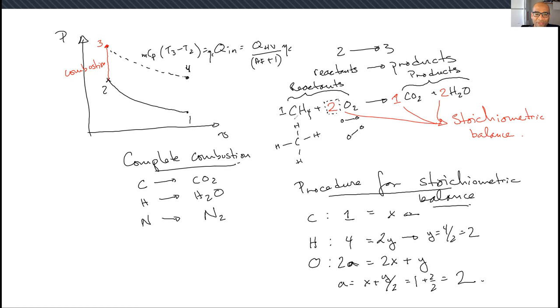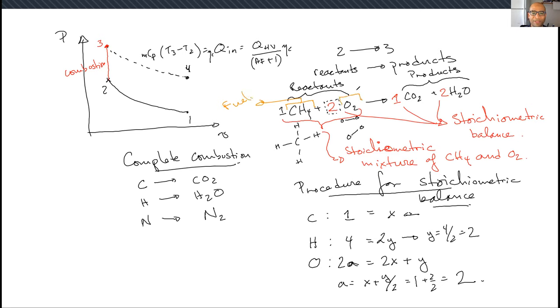Or we would call this a stoichiometric mixture of CH4 and O2. That is another way to say stoichiometric, that means I have just enough oxidizer. And here I didn't quite define these words, so I'm going to put them in orange. This here is what we call the fuel. That there is what we call the oxidizer.